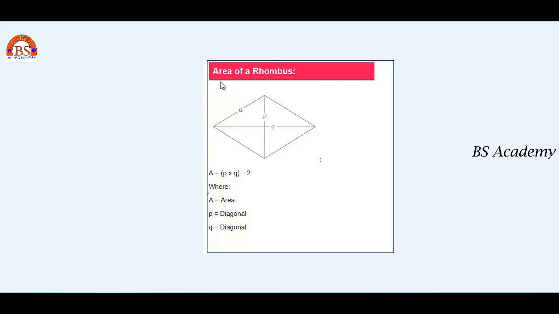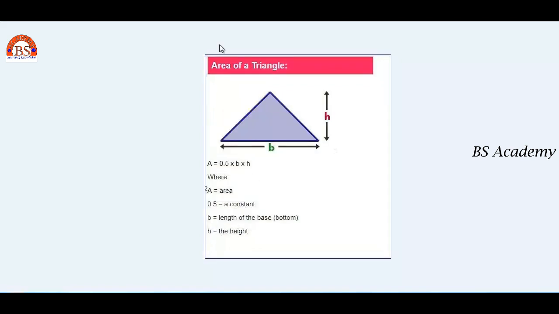And the next is area of a rhombus. A is equals to P into Q divided by 2, where A is the area and P and Q are called as diagonals. And the next is area of a triangle. A is equals to 0.5 into B into H, where A is the area, 0.5 is a constant value, and B is the length of the base, that is bottom, and H is the height.